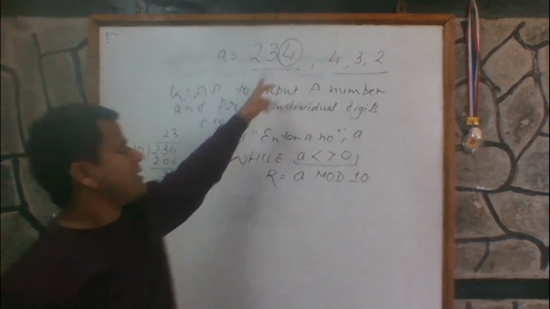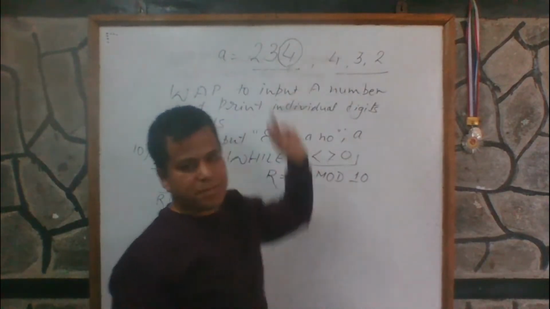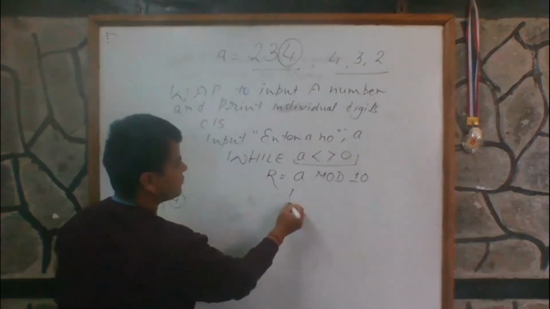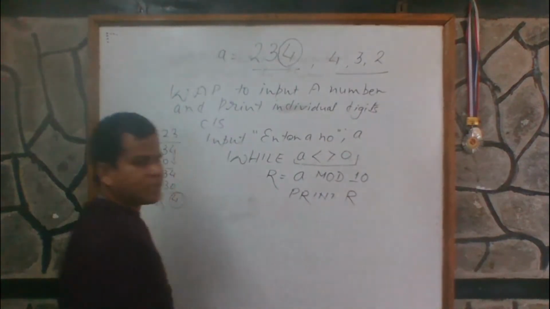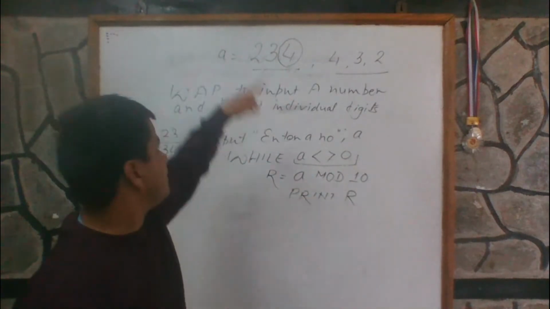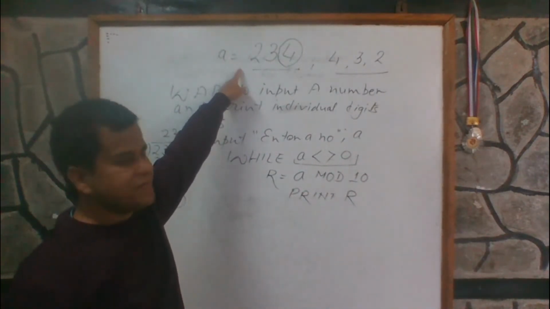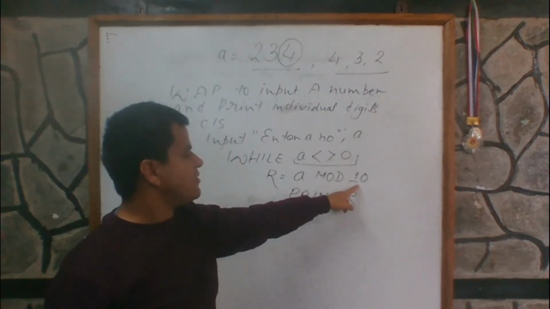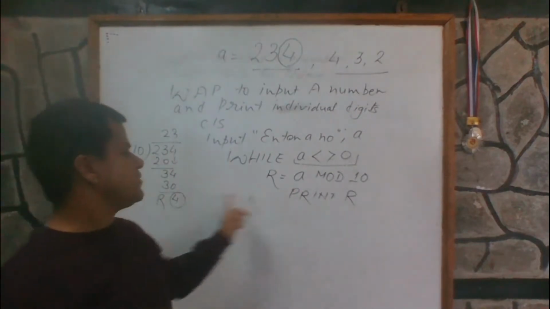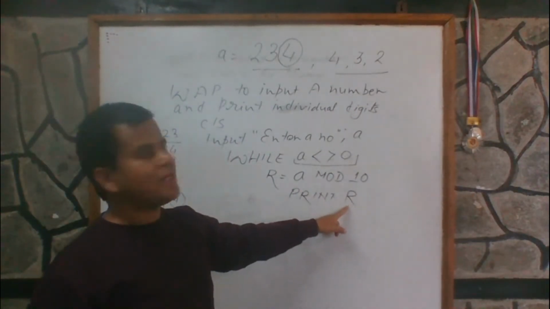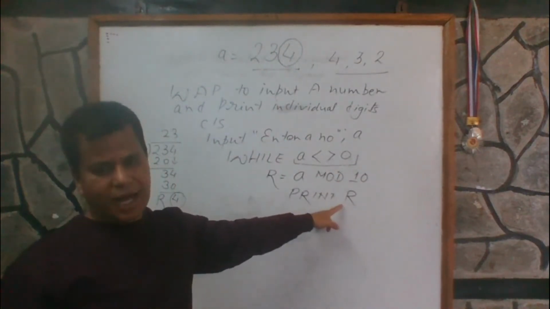So you can see that the remainder 4 is that particular number which we want to display. So here what you have to do, you have to write print R. So what is the value of R over here if the number is 234? If the number is 234, then 234 is divided by 10, leaving the remainder in R. So the value of R is 4. So here we can get the last digit. We can get the last digit in R.